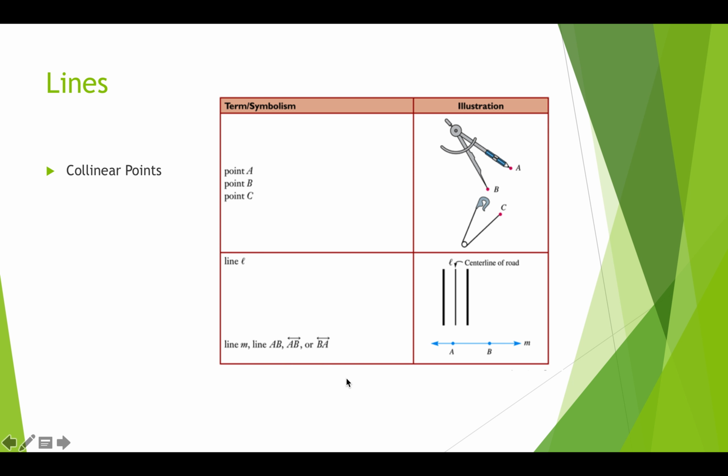Collinear points are points that are on the same line. It has the root word line. So in our example, A and B are collinear points. They're on the same line.